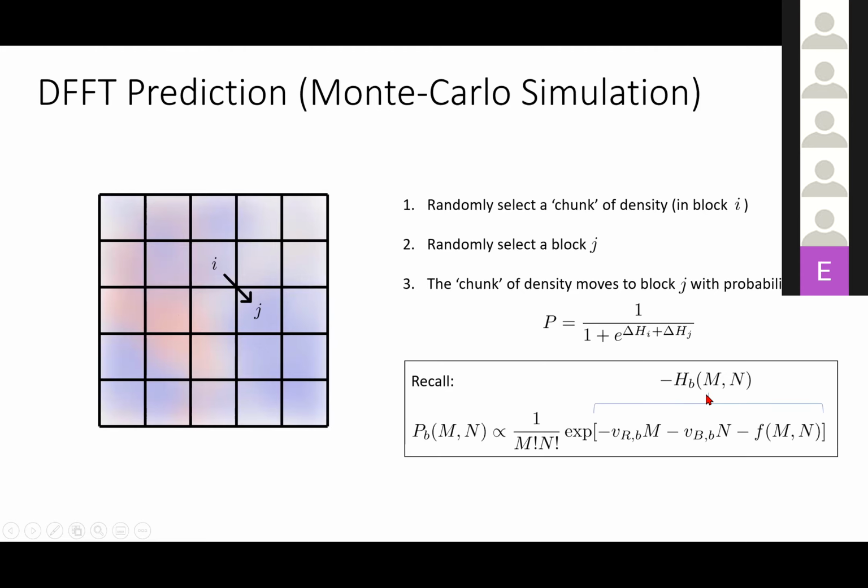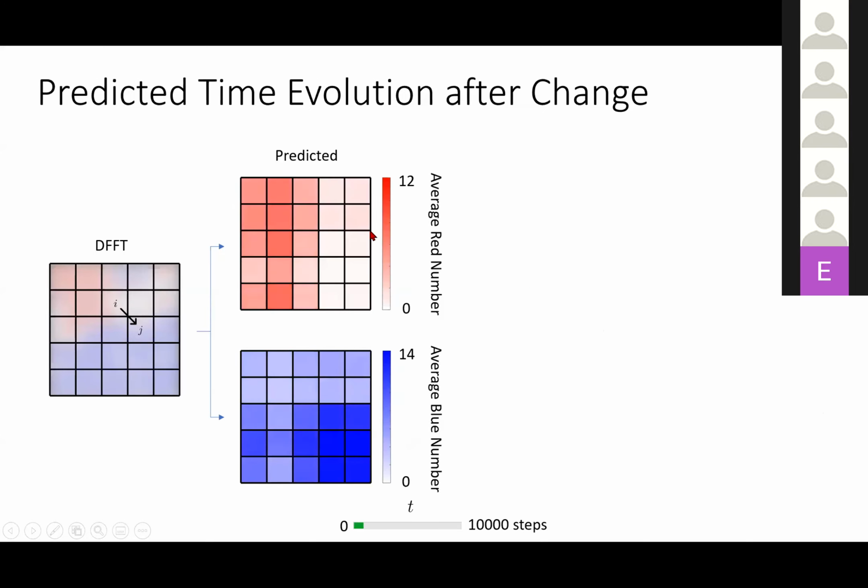And the energy, as I showed you earlier, depends on the extracted potential and the frustration. So if there's an increase in overall energy, the move is less likely to happen. And as a side note, this prediction is inspired from time-dependent density functional theory. So let's see how this prediction does.